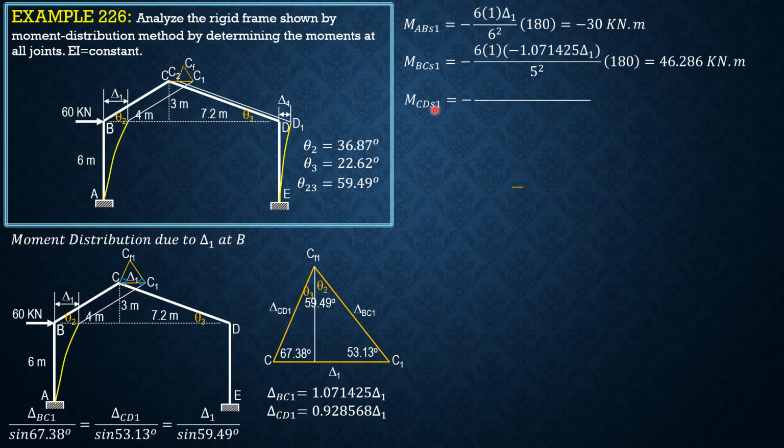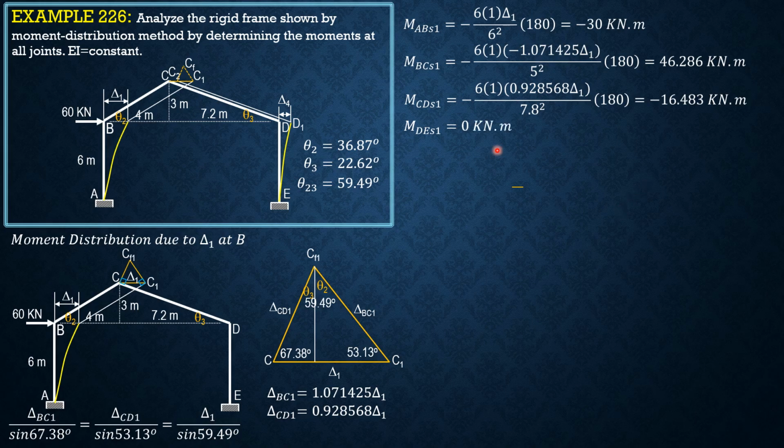So finally, moment CD. CD1 due to sideway is negative 6 times 1 times 0.928568 delta 1 over length 7.8 squared. The square root of 7.2 squared plus 3 squared is 7.8. So times constant 180, so negative 16.49483 kilonewton meter. It is positive. This one is treated positive because the rotation of this chord is clockwise from original to its final position.